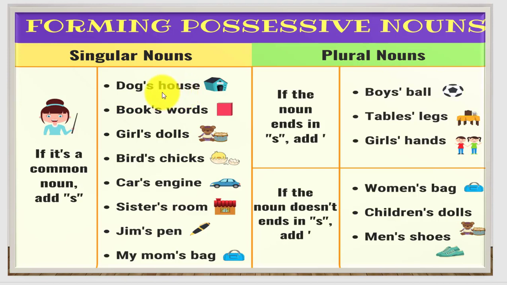Prior to this lecture, you didn't know about the use of possessive nouns. Now that you have got the idea of forming possessive nouns, you need to apply this structure in the future. This is the dog's house. This book's words: the words belong to this book, the house belongs to this dog. This book's words are very clear.